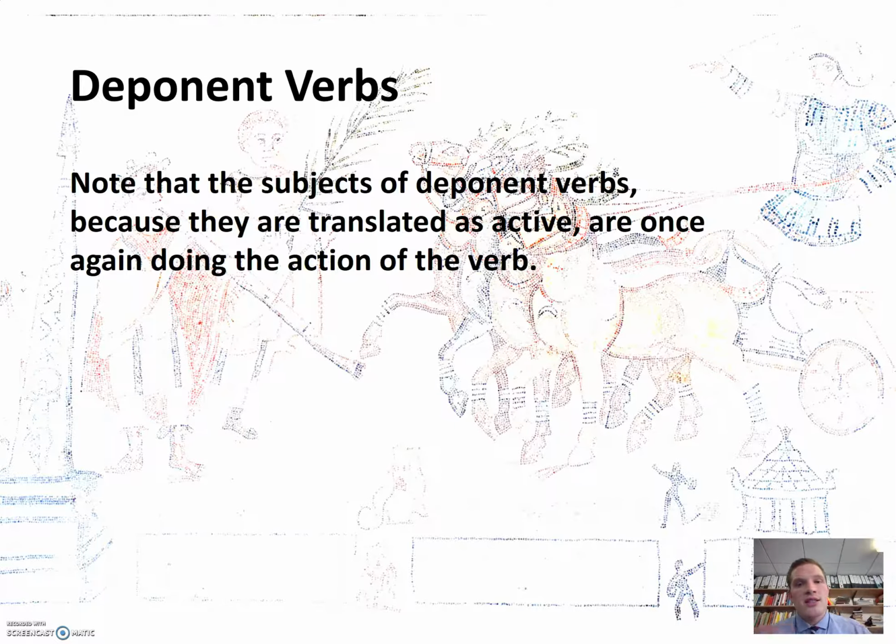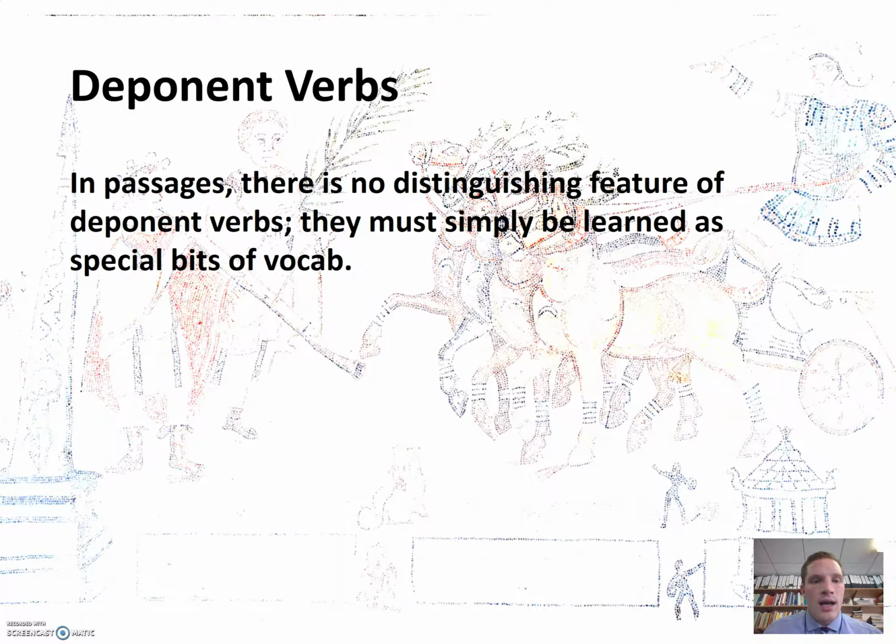Note that the subjects of deponent verbs, as we just said, like the femina in the last example, are in fact doing the action of the verb, even though they look passive, because deponent verbs are translated as active. Unfortunately, in passages there's no distinguishing feature. There's no way to identify whether a verb that looks passive is just a normal verb in the passive, or a deponent verb. Deponent verbs simply need to be treated as special bits of vocab that have to be learned.